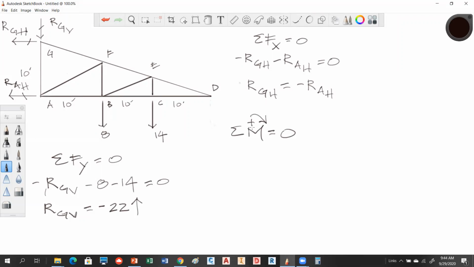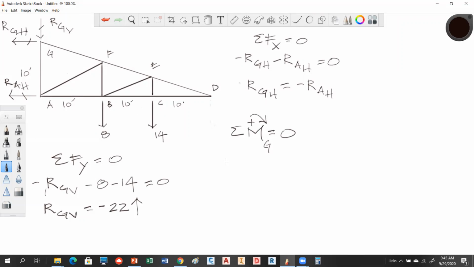Say G. Okay, G is good. G is going to knock out RGV, RGH. We'll leave 8 and 14. And it's going to resolve RAH for us. So we're going to take, let's see, I'm going to look at this point.